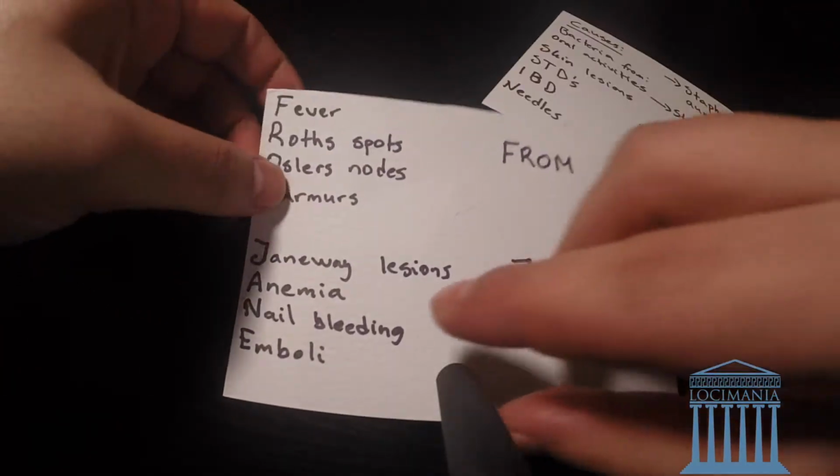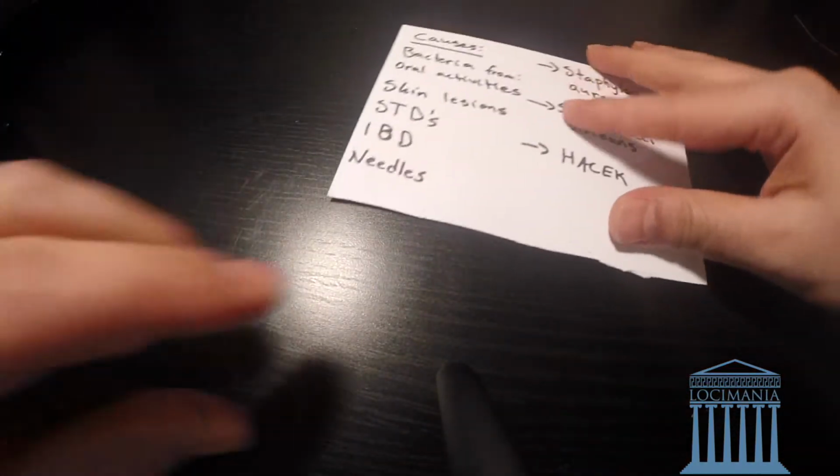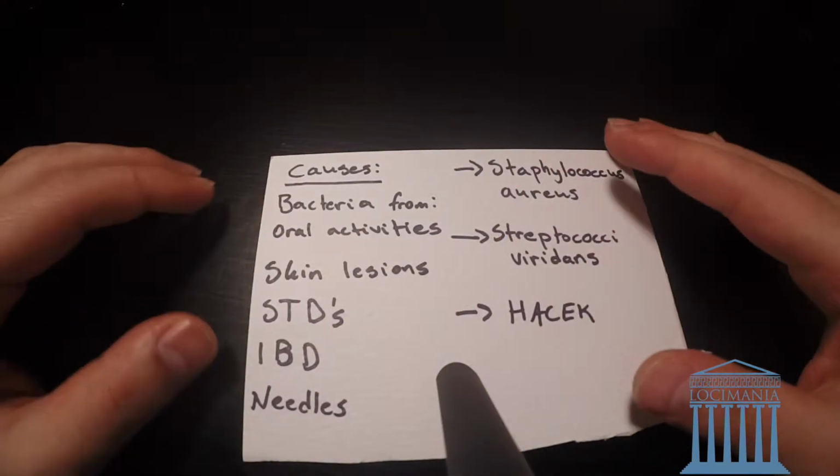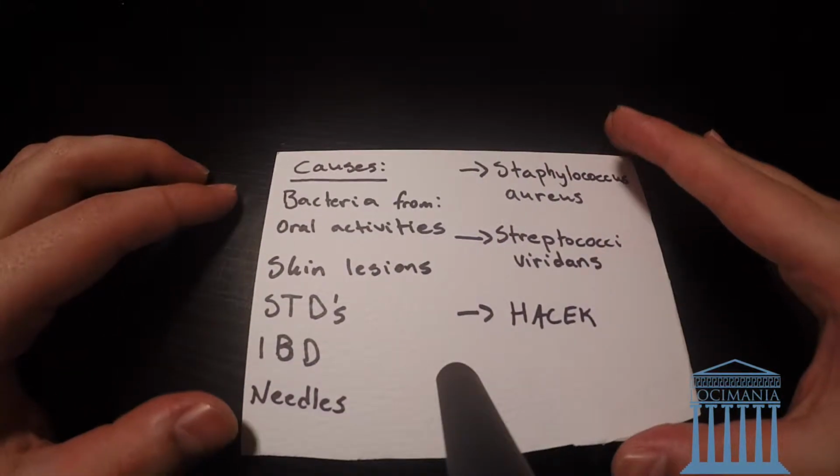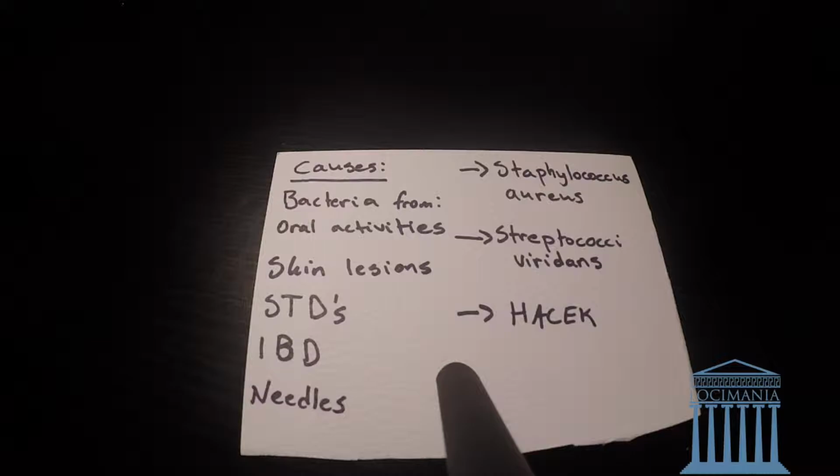Causes of endocarditis is mainly bacteria. So just think about how bacteria can enter the body. So oral activities, which can be anything from brushing your teeth, eating something, drinking something, you name it. Skin lesions, STDs, inflammatory bowel diseases, needles that narcotic people have been using, anything like this.